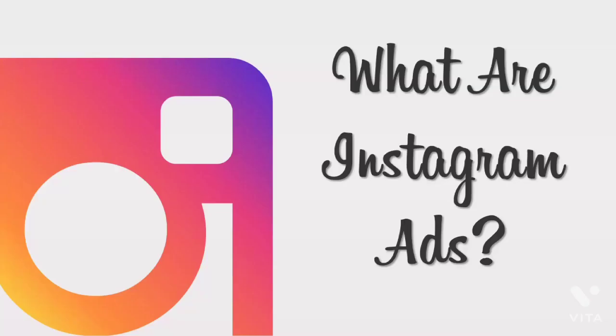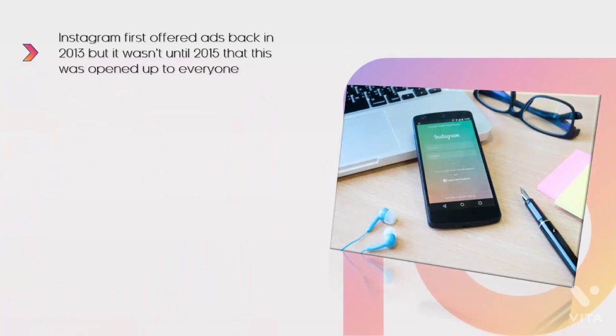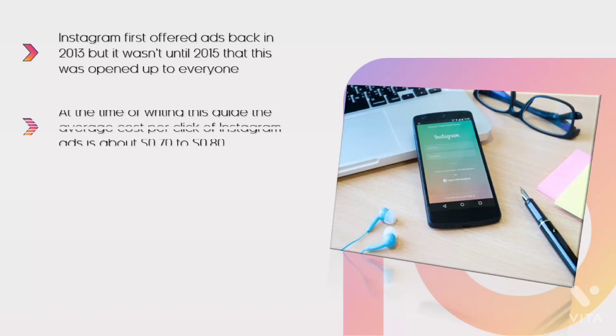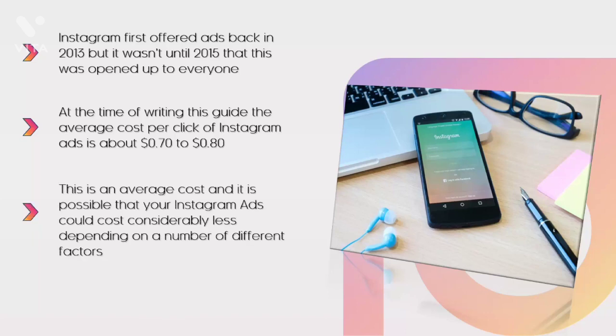What are Instagram ads? Instagram first offered ads back in 2013, but it wasn't until 2015 that this was opened up to everyone. Once businesses started using Instagram ads, they found them to be very effective. At the time of the writing of this guide, the average cost per click of Instagram ads is about 70 cents to 80 cents. This comes from an analysis of over $300 million in ad spend on the platform. This is an average cost, and it is possible that your Instagram ads could cost considerably less depending on a number of different factors.